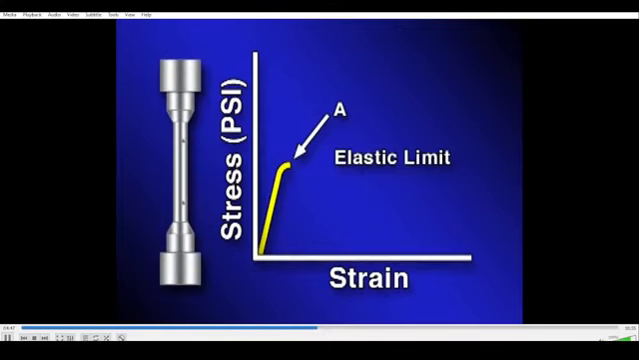When the material yields, it will permanently elongate, sometimes referred to as plastic deformation. Under these conditions, the material is in a plastic state, which means that if the load is removed, the material will not return to its original length. The point at which the material is permanently elongated is called the yield point.